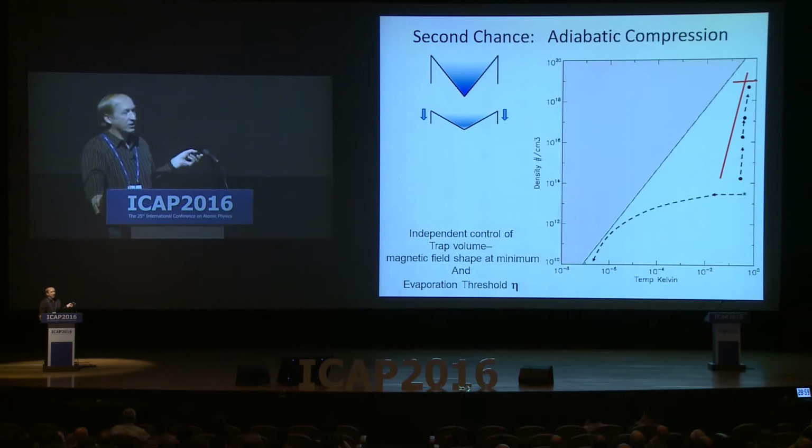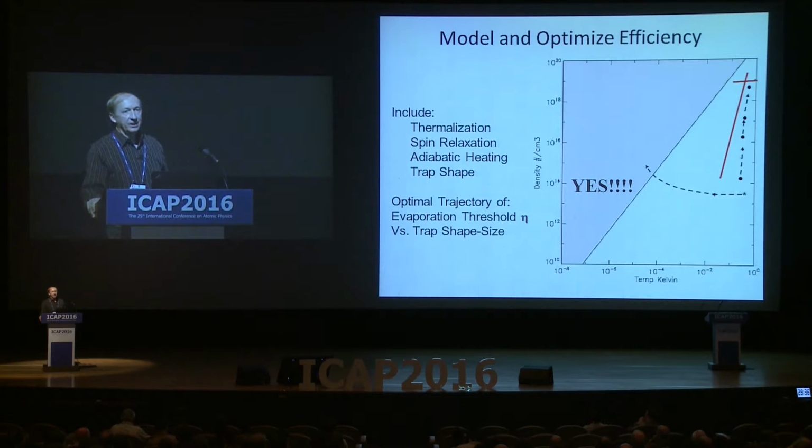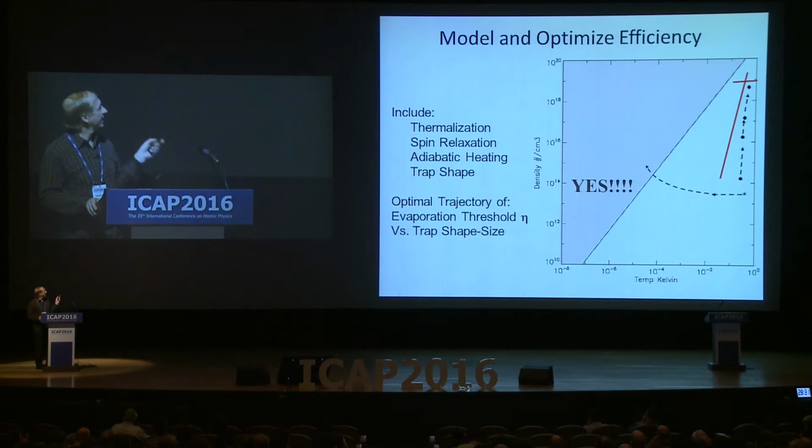You can actually control not only the height of the trap, but you can also control the shape or the size of it. So if you change the lateral size or length size or anything like that, you can now form a path of adiabatic compression, which takes you up. And if you now continue to cool from that, you might have a second chance to achieve the Bose condensate. And in fact, you really have to put all of this together in a nice coherent picture, looking at the thermalization, the spin relaxation, the trap shape, et cetera, and you can calculate an optimal trajectory.